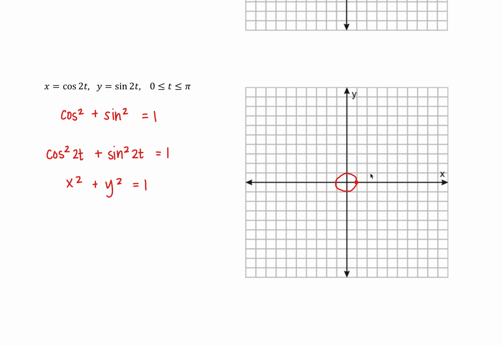And again, it's going to start here at t equals 0. Sorry, that's really messy. And it will end at that same point, again making a complete circle.